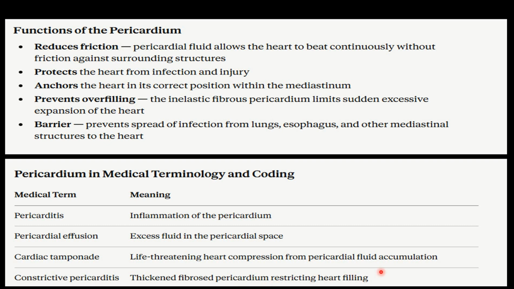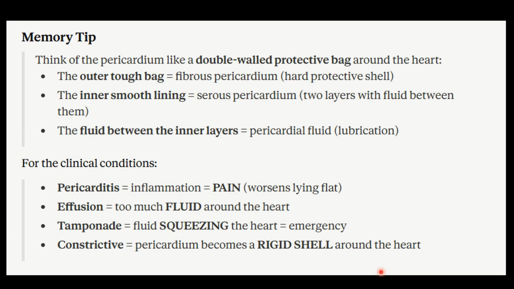Okay, now we have learned so many things, so let's see how we will remember it. There are a few memory tips. Think of the pericardium like a double-walled protective bag around the heart. The outer tough bag is the fibrous pericardium. The inner smooth lining is the serous pericardium, and the fluid between the inner layers is the pericardial fluid, for lubrication. For clinical conditions, you can see there are many others like pericarditis, effusion, tamponade, constrictive pericarditis.